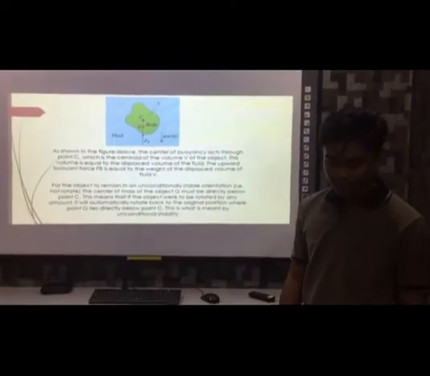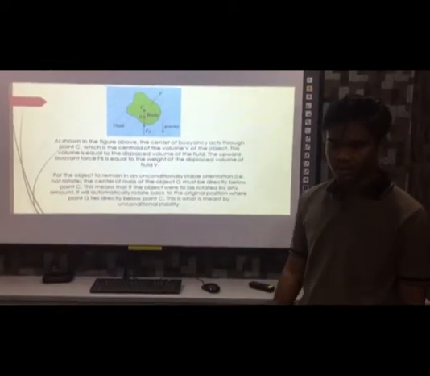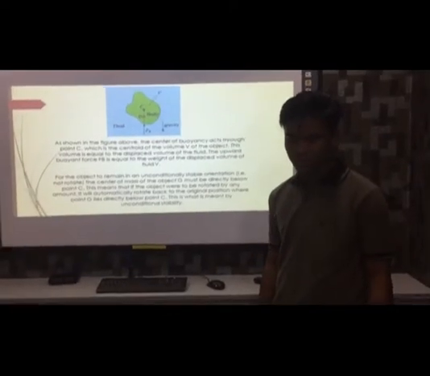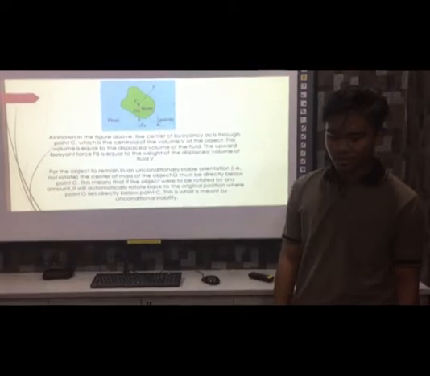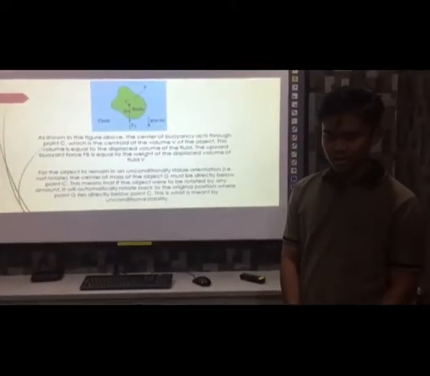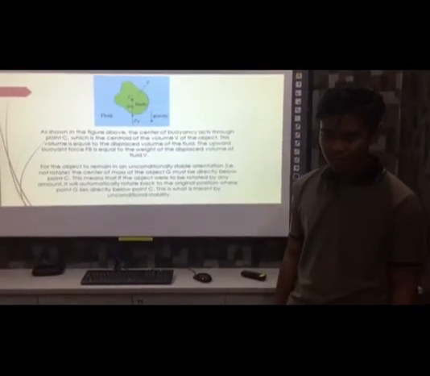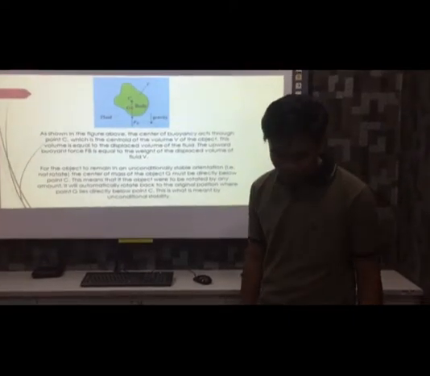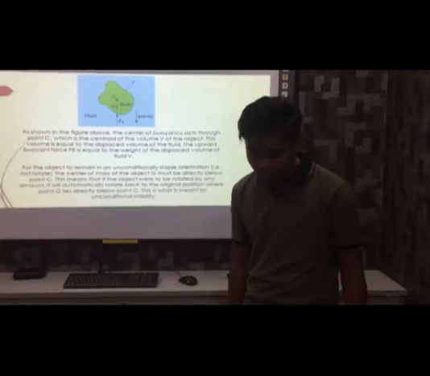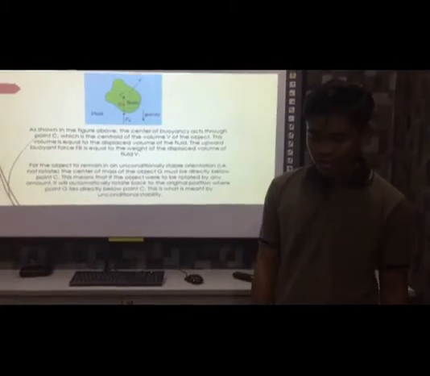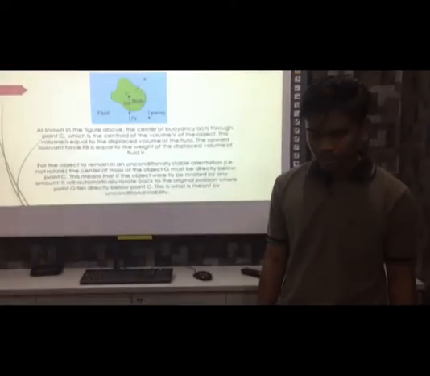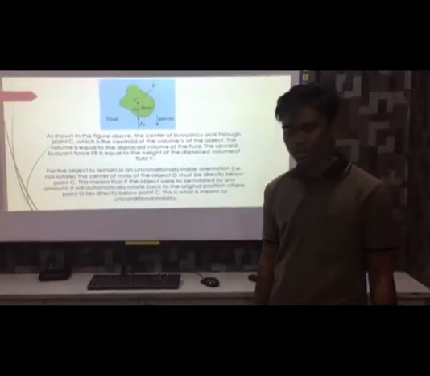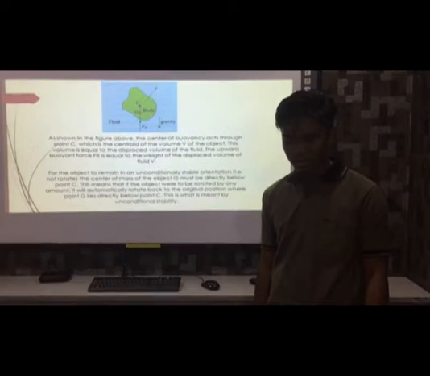For the object to remain in an unconditionally stable orientation, the center of mass of the object G must be directly below point C. This means that if the object were to be rotated by any amount, it will automatically rotate back to the original position where point G lies directly below point C. This is what is meant by unconditional stability.